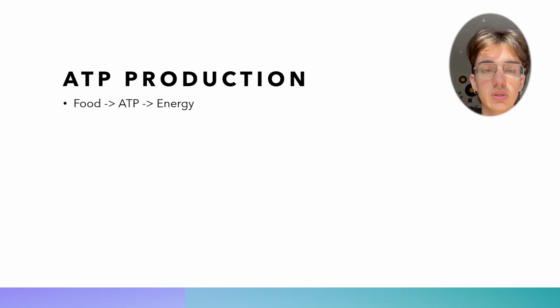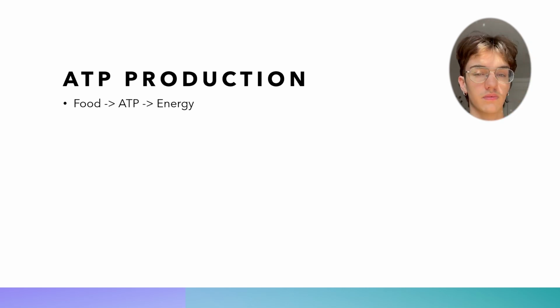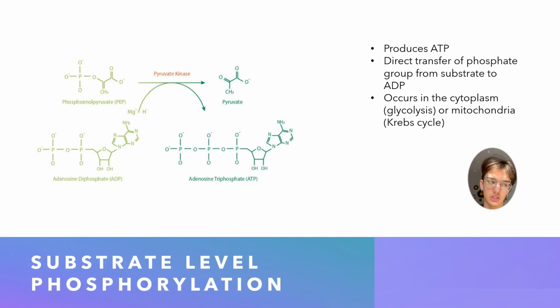ATP is one of the most important molecules in the human body. When we eat food, we convert this food to energy through metabolic processes, and we store this energy as ATP to be used in other reactions throughout the human body. And ATP can be produced in two major ways. The first way is through substrate level phosphorylation, a form of ATP production that is low yield. However, it's still very important.